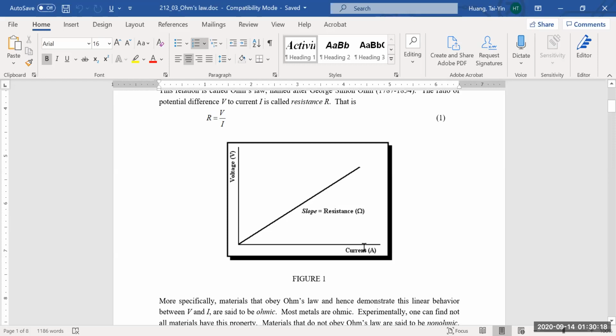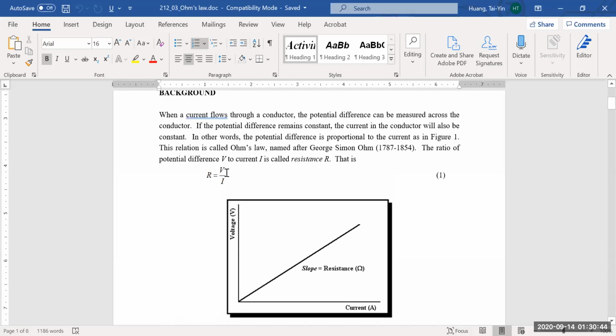So when you measure the voltage across the electronic device, and measure the current through that device, and you plot voltage versus current, you're going to find that it forms a straight line. If this forms a straight line, that indicates it obeys Ohm's law. In other words, the ratio of voltage to current is a constant, then this kind of material obeys Ohm's law.